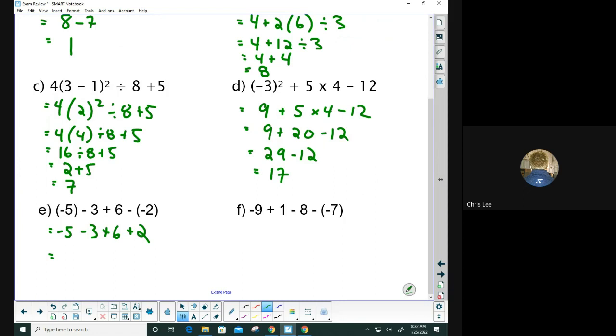Now this is where our calculator can be helpful. If you type this in as you see it on there and say -5 minus 3 plus 6 plus 2, you'll also get a 0. Okay? Or you might want to do it in a couple of steps, like I did in the first one. Do the first addition and subtraction, then go off. But I think we're fine.